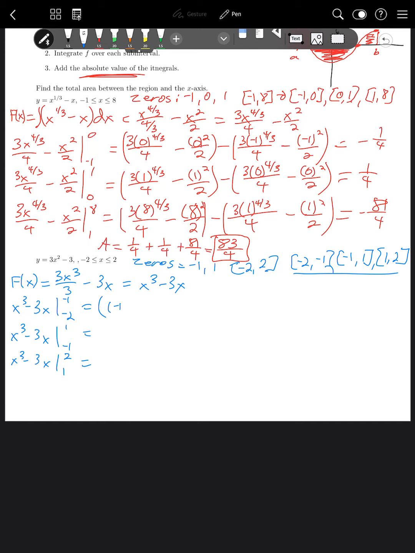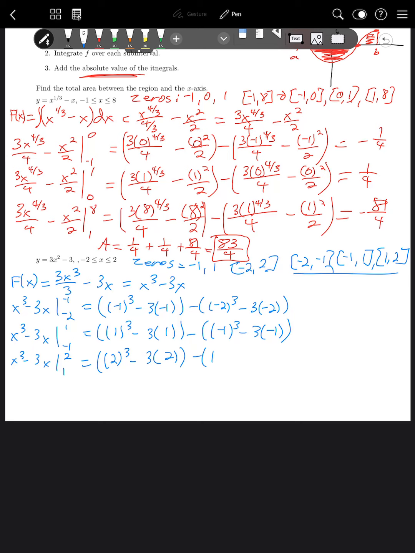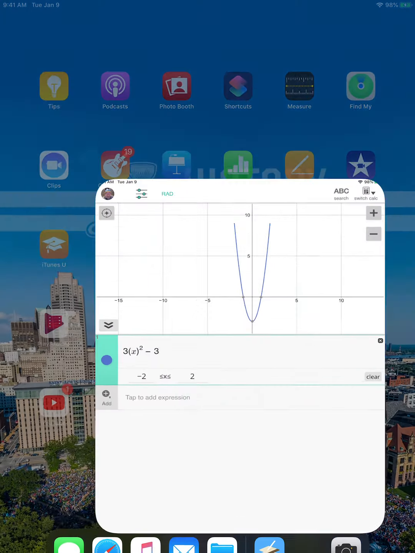So this will be -1 cubed minus 3 times -1 minus -2 cubed minus 3 times -2. This one's going to be 1 cubed minus 3 times 1 minus -1 cubed minus 3 times -1. And the last one will be 2 cubed minus 3 times 2 minus 1 cubed minus 3 times 1. And once again, we'll be able to use ClassCalc to find those fairly quickly and easily, just like we did on the previous problem. Okay, so let's give this a try.